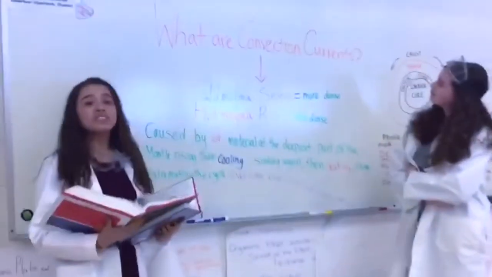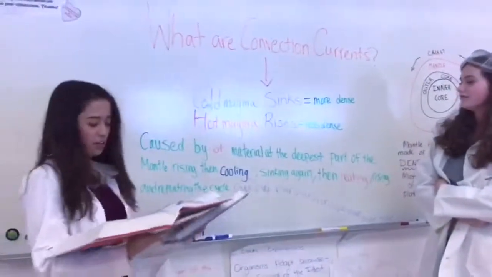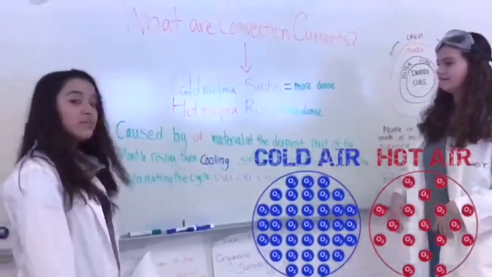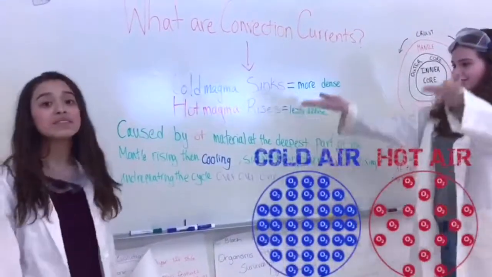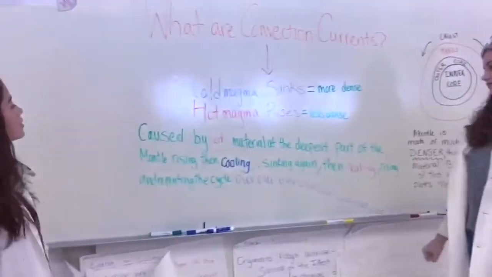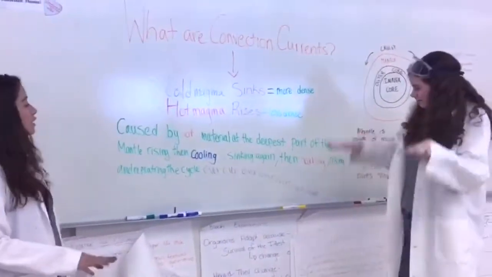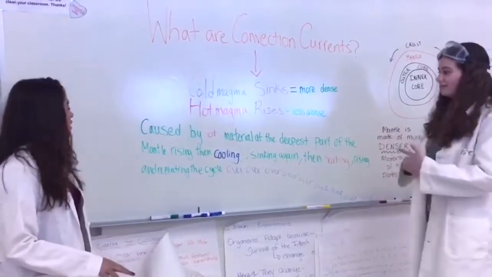So the main question is, what are convection currents? According to all these books, convection is when cold magma sinks because it's more dense, and then hot magma rises because it's less dense. Convection currents are caused by very hot material at the deepest part of the mantle, rising, then cooling, sinking again, then rising, and then repeating the cycle over and over.